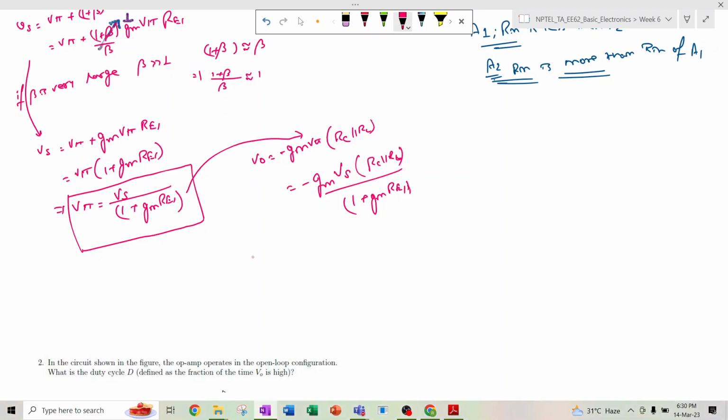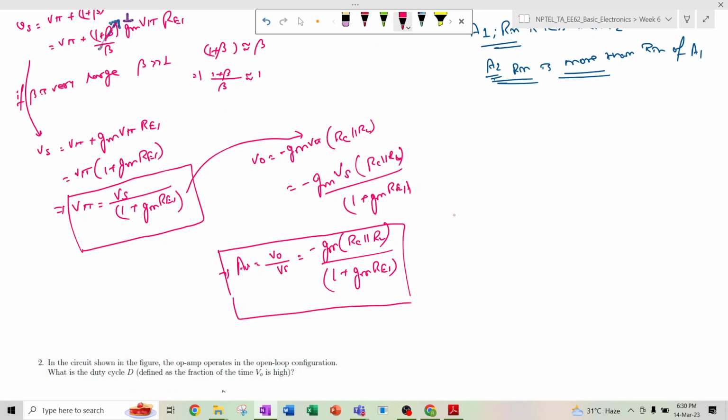So now AV, that is the voltage gain, is nothing but V0 divided by Vs, equal to minus GM RC parallel RL divided by 1 plus GM into RE1. So this is the equation of the voltage gain of the common emitter amplifier with the A2 configuration, where the voltage gain is also dependent on RE1.